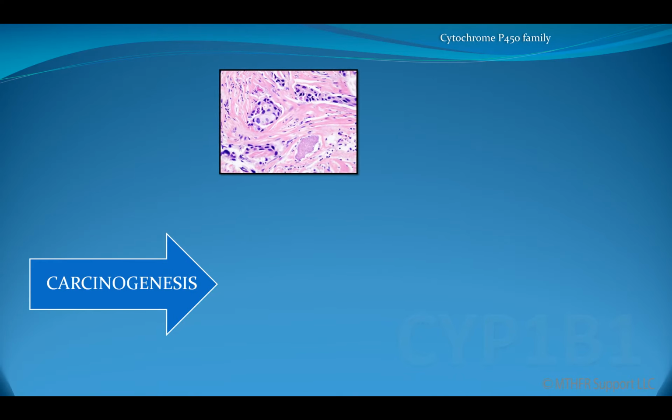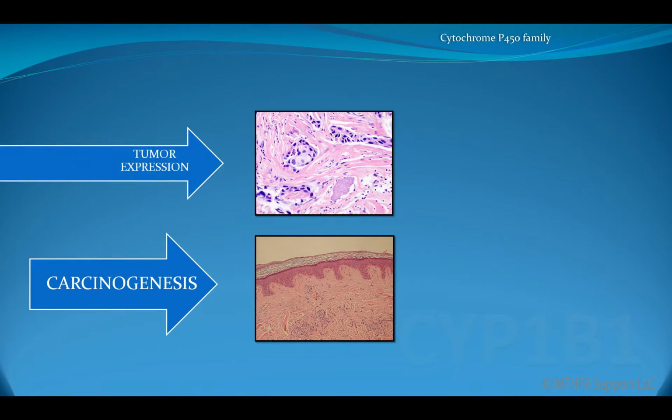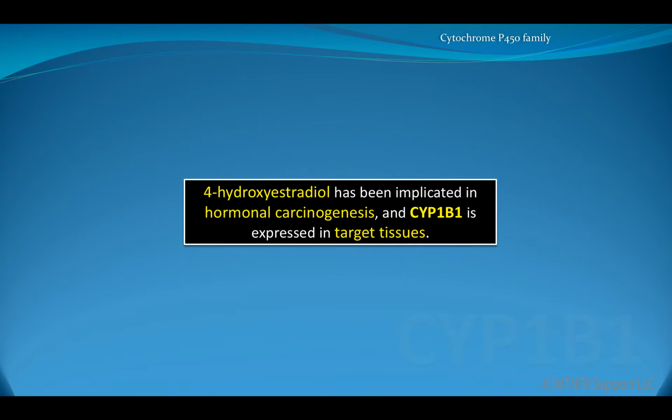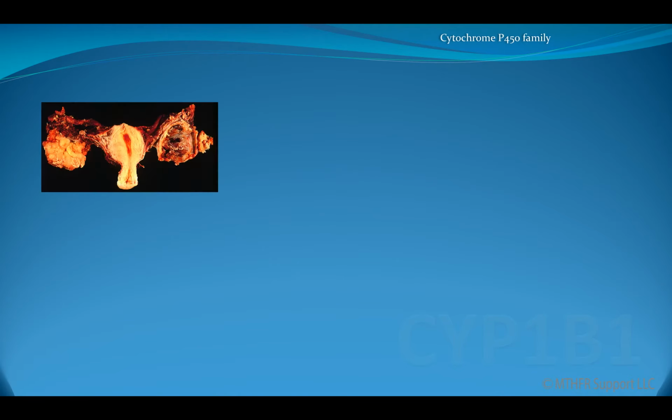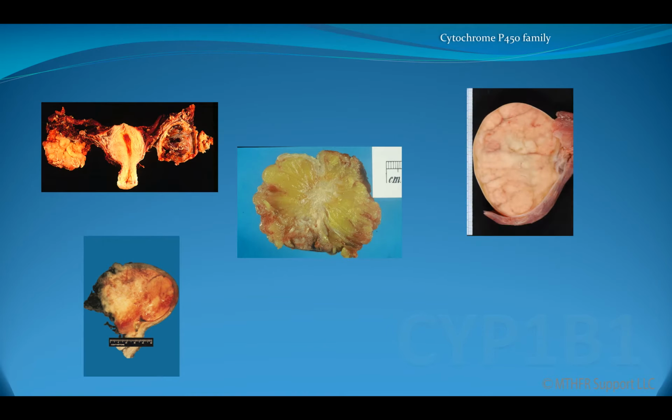CYP1B1 is an extrahepatic P450 which is expressed in many tumors and has been strongly implicated in the activation of carcinogens. 4-hydroxyestradiol has been implicated in hormonal carcinogenesis, and CYP1B1 is expressed in target tissues. CYP1B1 is regulated by estradiol via estrogen receptor. This cytochrome P450 gene has been implicated in hormone-related cancers which include ovarian, breast, uterine, testicular, and prostate.